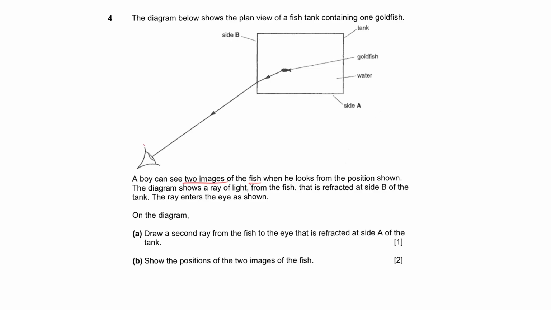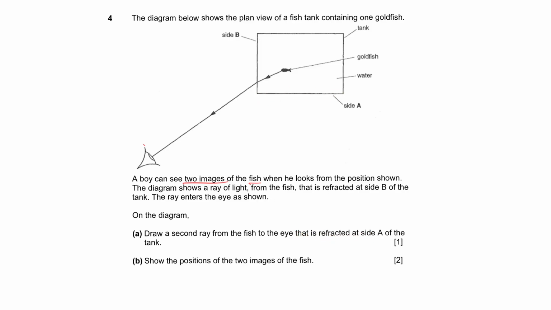So he's standing at this position here. He will see 2 images. The diagram shows a ray. So they provide a ray from the fish that is refracted at side B, which is here, of the tank, and the ray enters the eyes as shown. So this is a helping ray for you already. Draw a second ray from the fish to the eye that is refracted at side A.